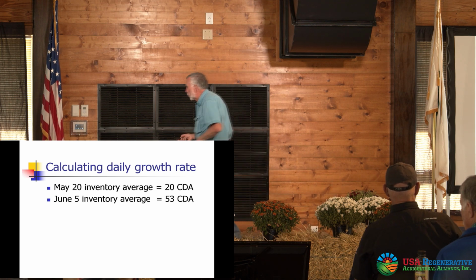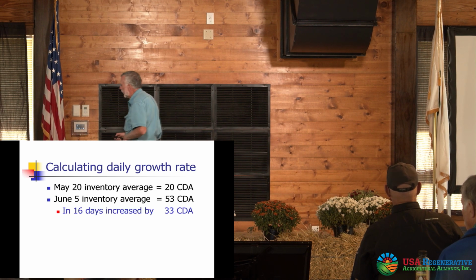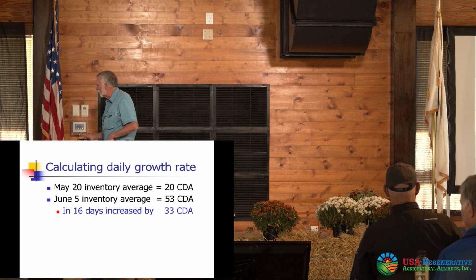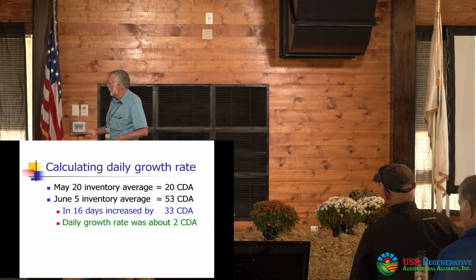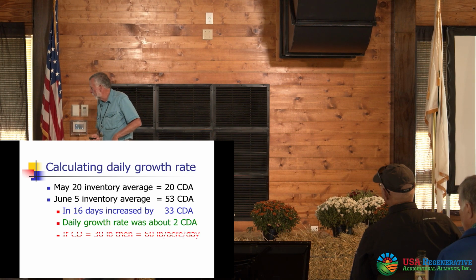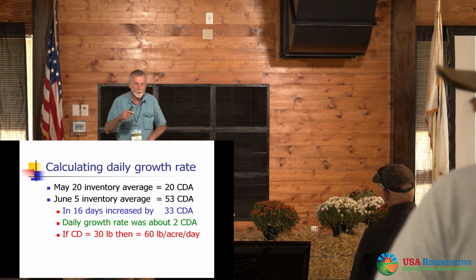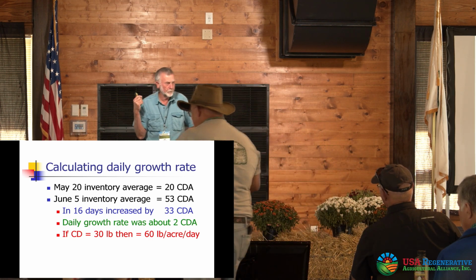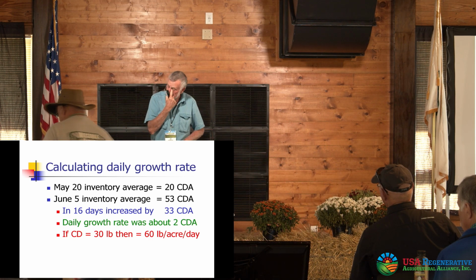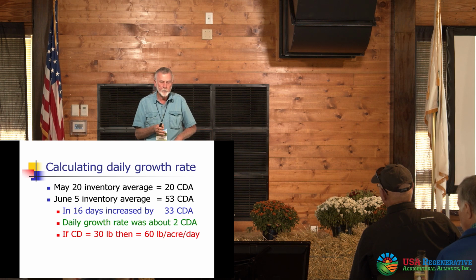So May 20th, we had 20. June 5th, we had 53. So in 16 days, it increased by 33 cow days per acre. That's a daily growth rate of about 2. And because our cow days here are equaling 30 pounds of forage per day, not standard animal unit 26, the pasture's growing at a rate of 60 pounds per acre per day.